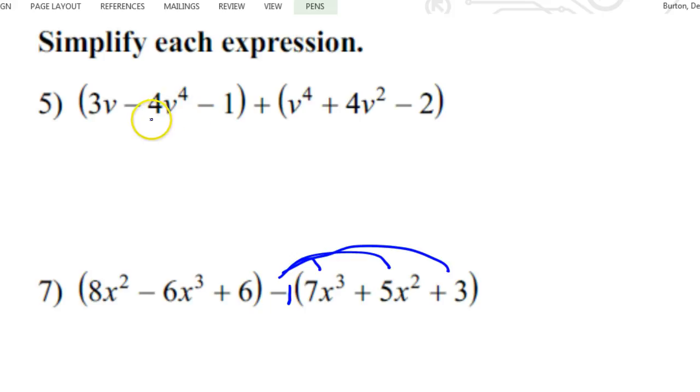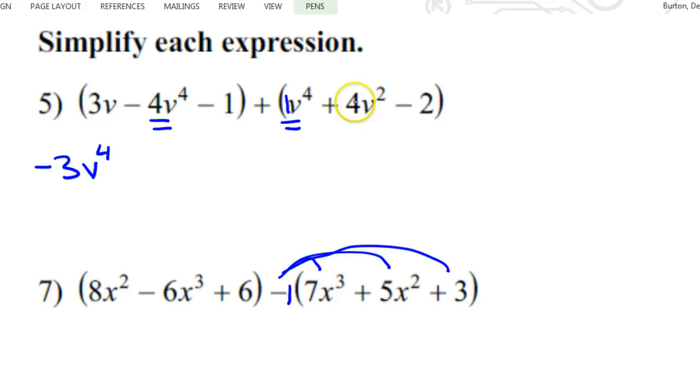So for example, I see I have a -4 v to the 4th power and a positive 1 v to the 4th power. These are like terms. They go together. -4 and positive 1 make -3. So I will have -3 v to the 4th power.